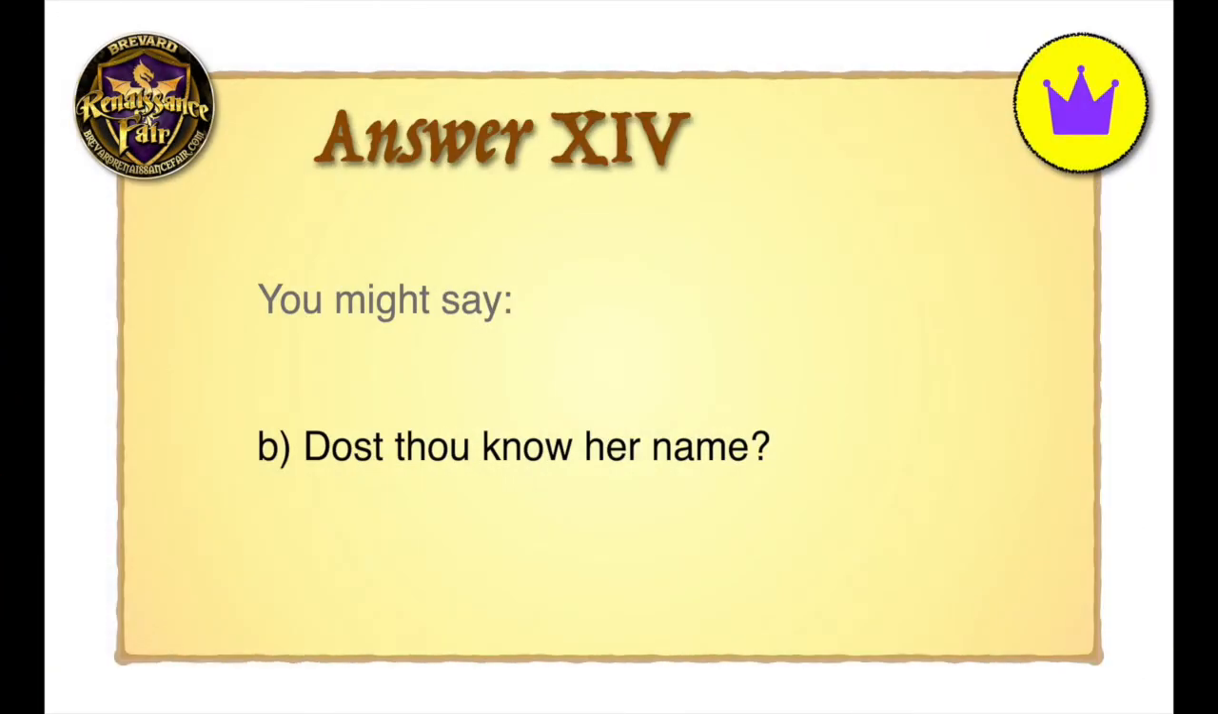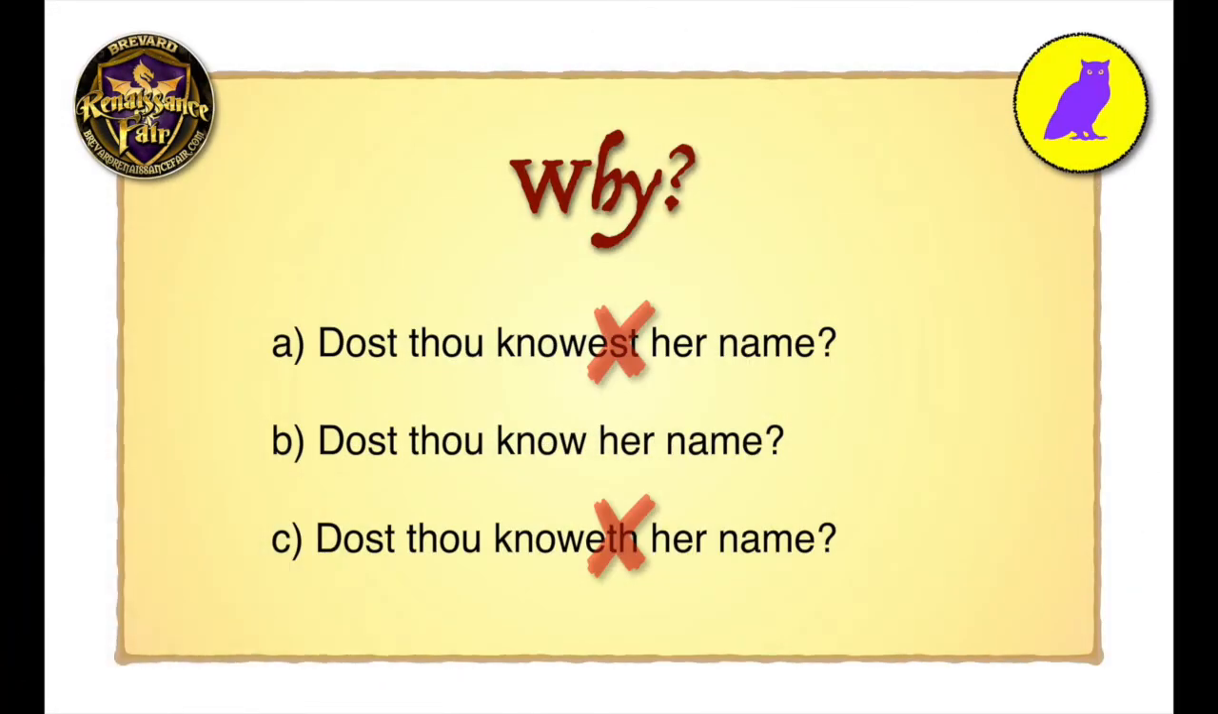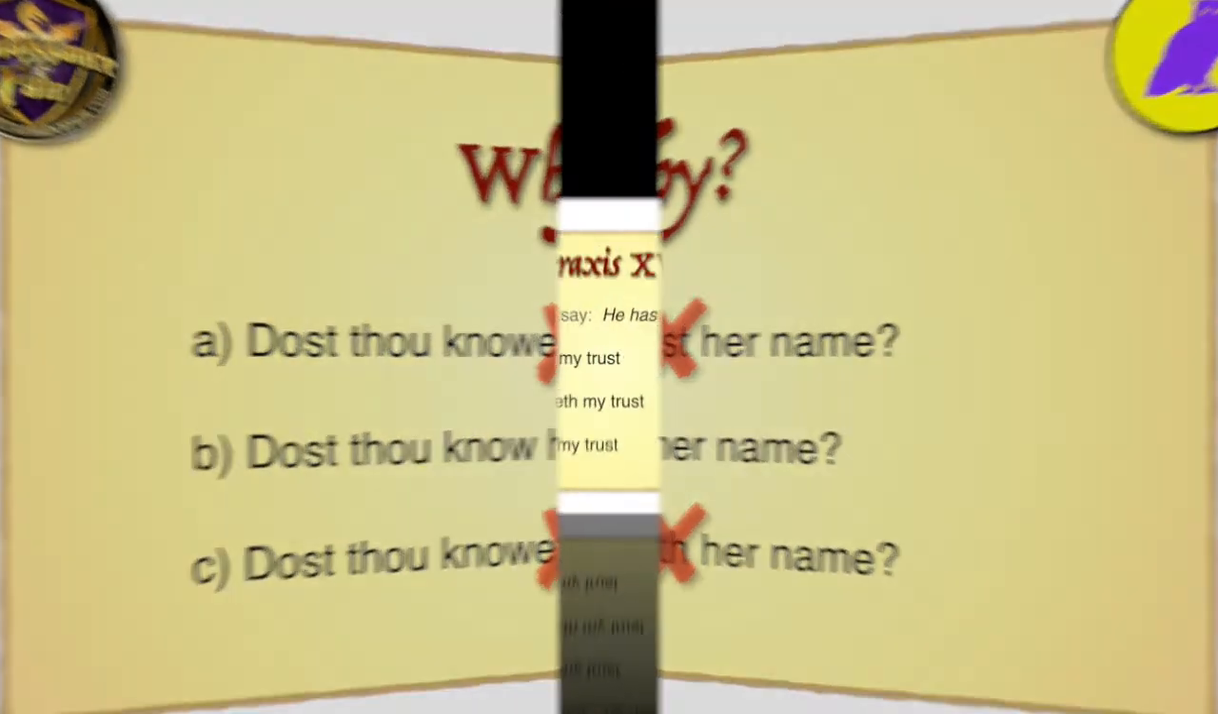And the correct answer is B. Dost thou know her name? Why? Dost thou knowest her name is incorrect because we would not say dost knowest. Only dost know or thou knowest. Dost thou knoweth her name is incorrect, not only because we don't conjugate both dost and knoweth back to back, but because knoweth belongs with he, she, or it. He, she, or it knoweth. Thou knowest, or thou dost know.